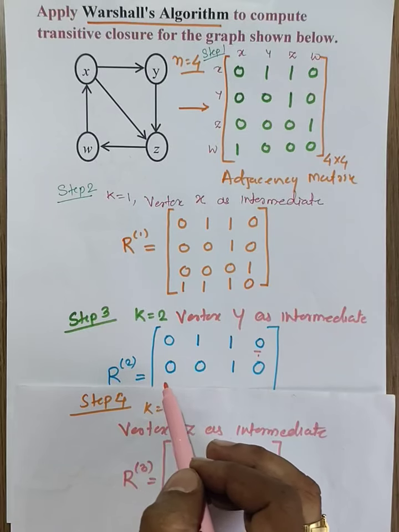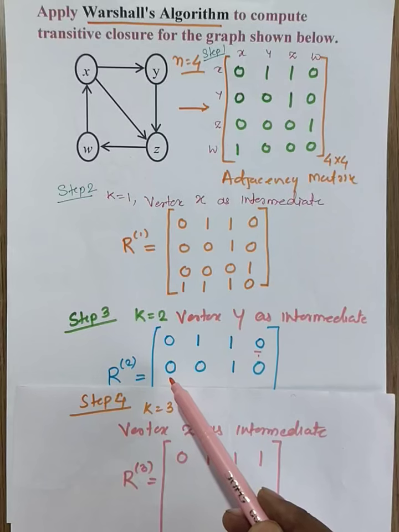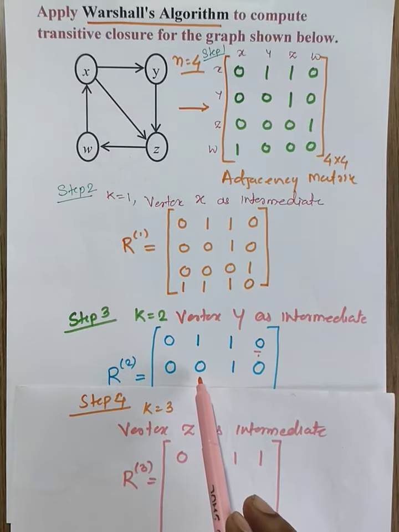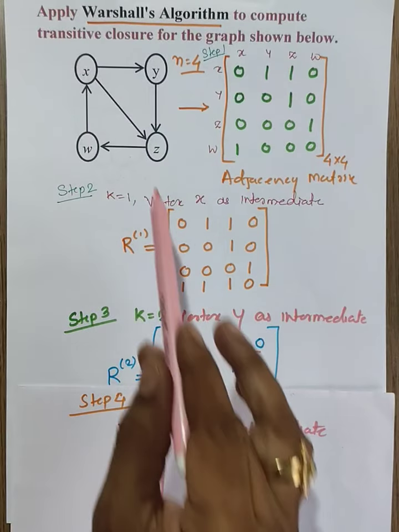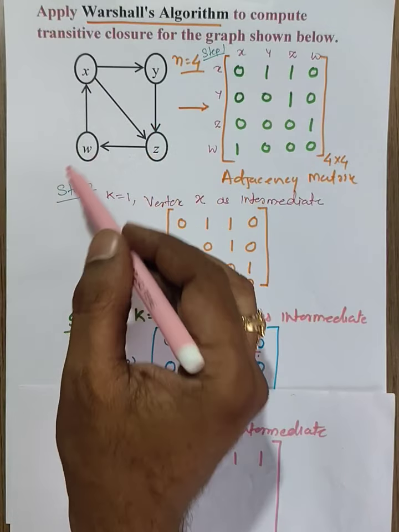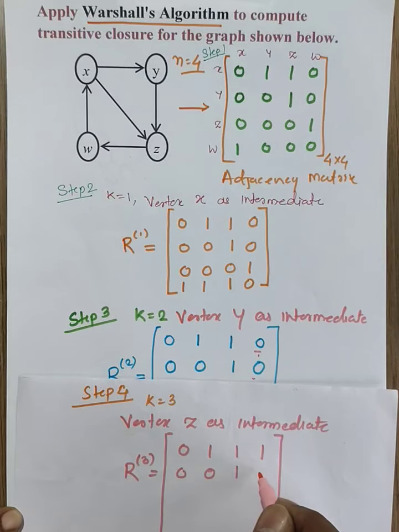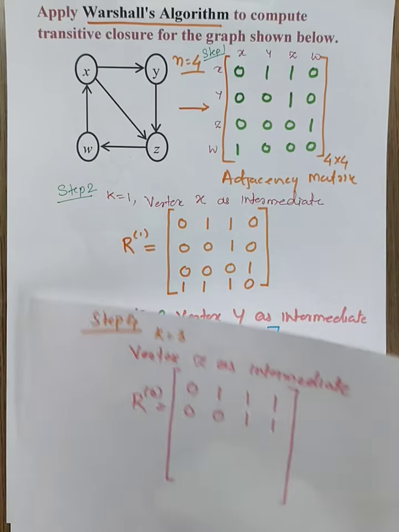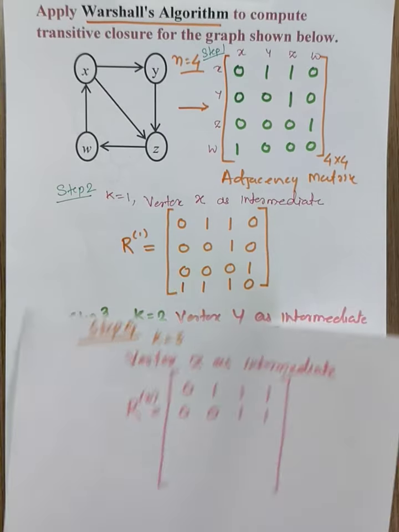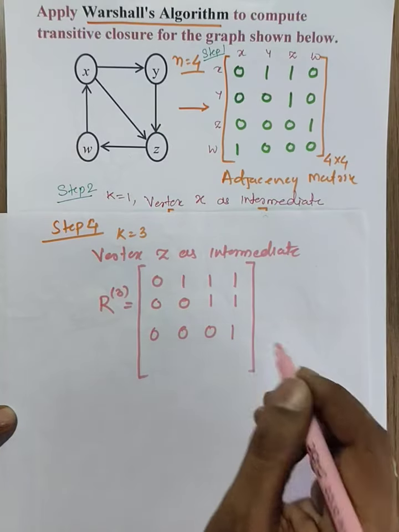Next, second, y, with z as an intermediate vertex. If z is an intermediate vertex, y to x you cannot take, y to y also you cannot take, y to z 1 is there, y to w this one you can take 1. Means y to z, z to w. Means 0, 0, 1, 1. The next, z itself as an intermediate vertex. If z itself is an intermediate means this row will get same values, 0, 0, 1.